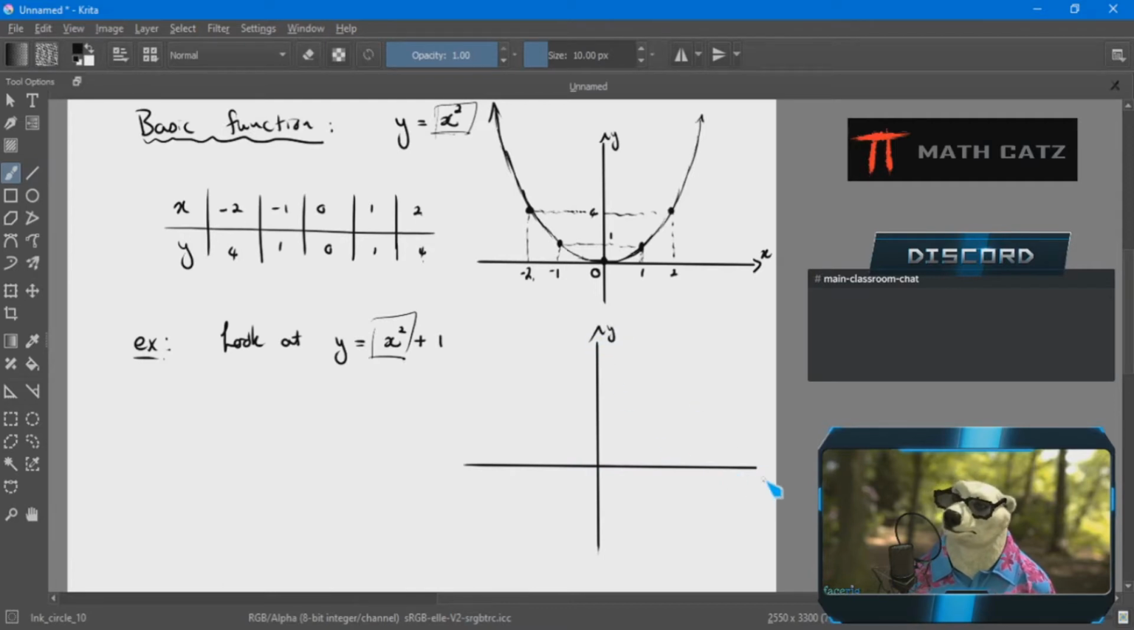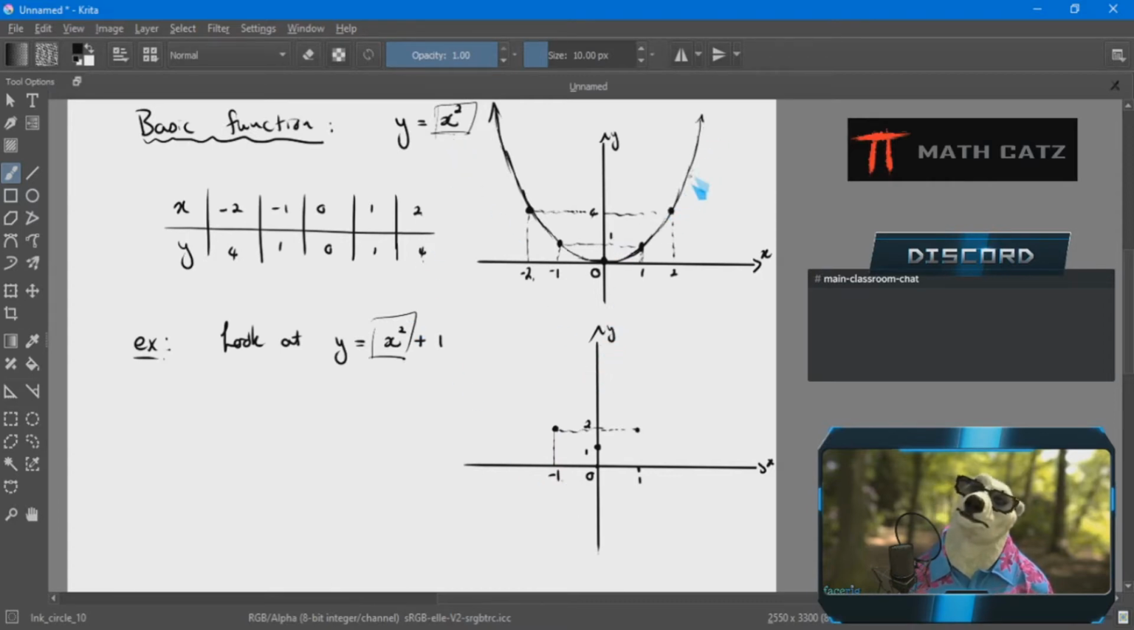So that means that if I'm at x equal to 0, originally 0 squared gives me a y value of 0. I'm doing the same thing, and then I'm adding 1, so I'm going to get a y value of 1. If I'm at x equal to 1, originally it was 1 squared. Now it's 1 squared again, and then I add 1, so it's going to sit a little higher at 2. And the same thing is going to happen when x is negative 1.